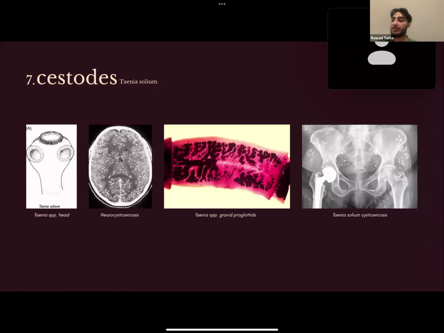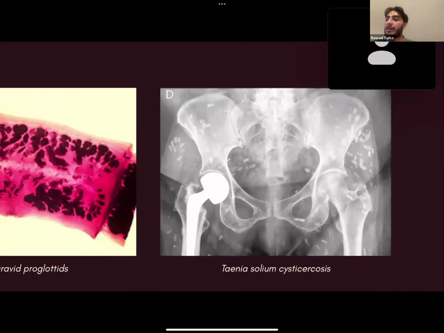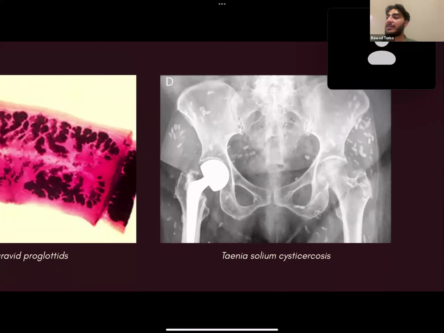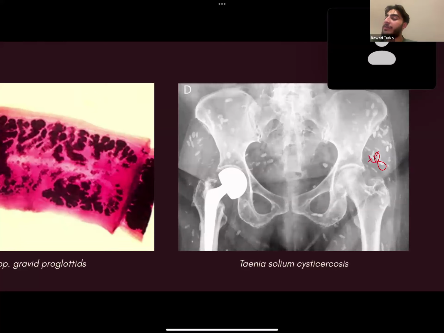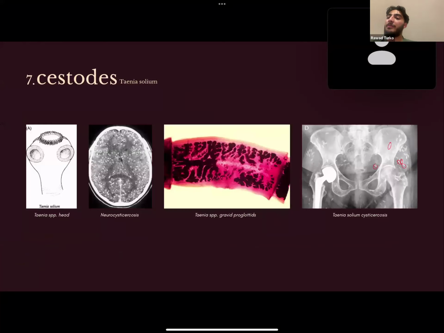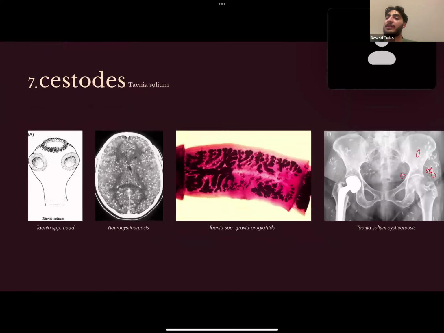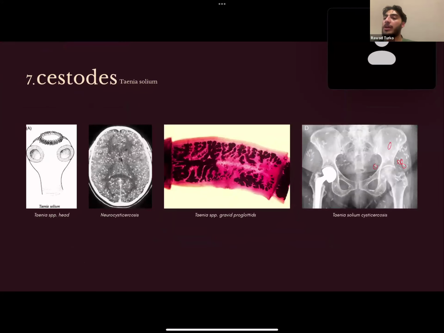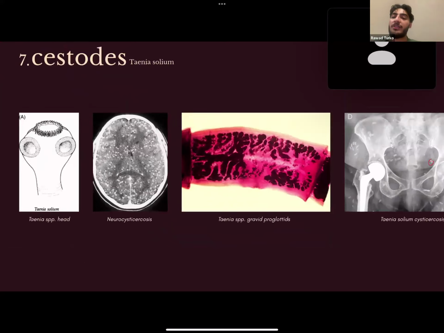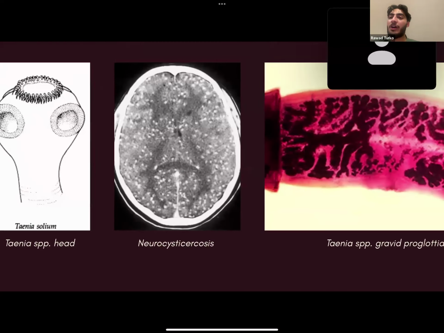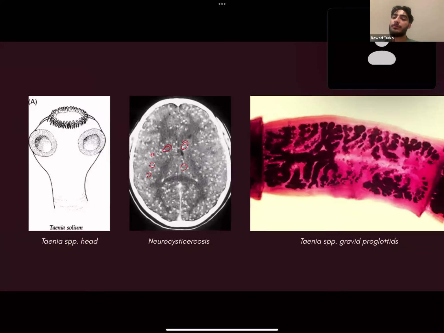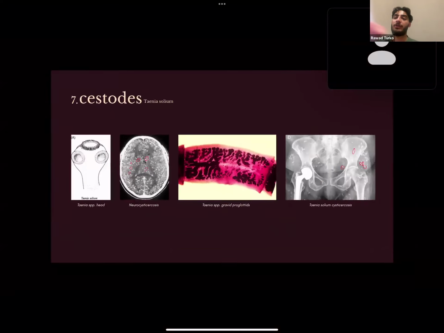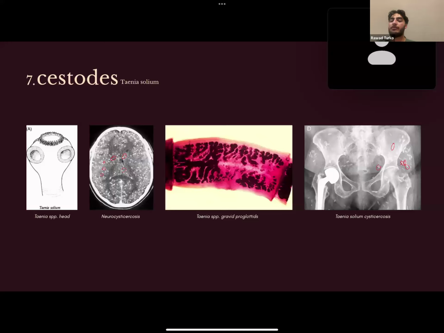Okay, so this is what it looks like. I'm going to zoom in on this picture right here. You can see this is an X-ray. You see these little nodules right here. All of these are calcified lesions. This is cysticercosis. This is what a Taenia solium proglottid looks like. And this is also neurocysticercosis. You can see these little dots in the brain. These are all parasitic cysts. And this is again the Taenia solium head. All right, all good so far?